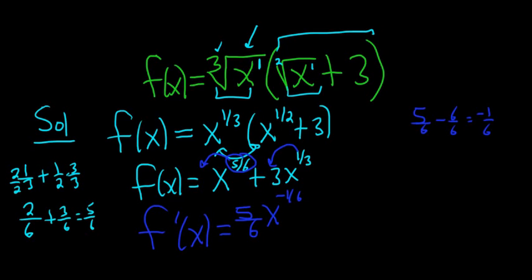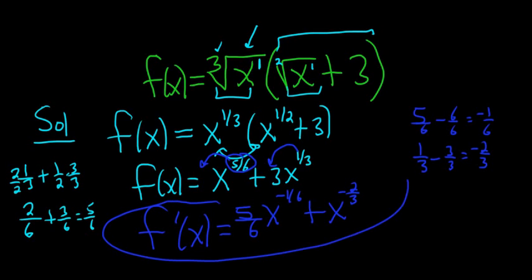They cancel, so 1/3 times 3 is 1, so we get x. And then you do 1/3 minus 1, which is the same thing as 1/3 minus 3/3, which is negative 2/3. So negative 2/3. And that is the final answer.